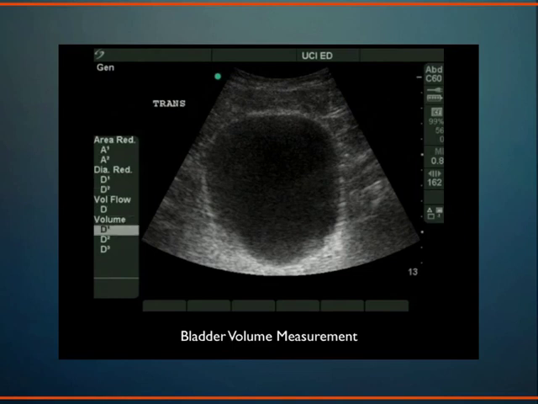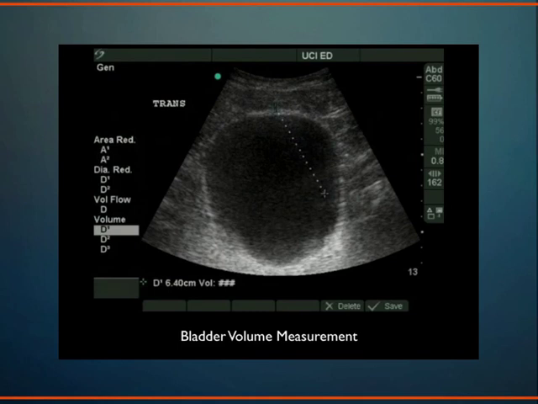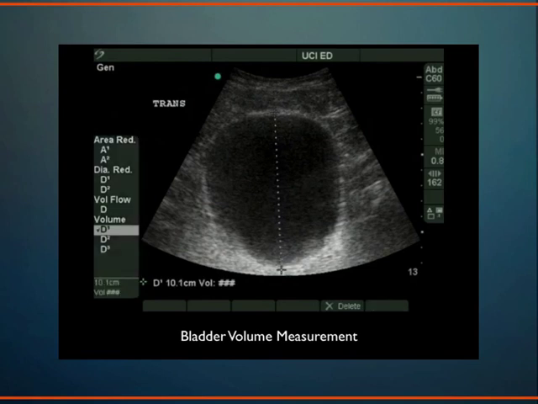So right now we've got the probe in a transverse plane with the indicator to the patient's right. Therefore, this is the height, and this is the width, right? So this is going from one edge of the bladder to the other edge, and this is going from the top of the bladder to the bottom of the bladder.